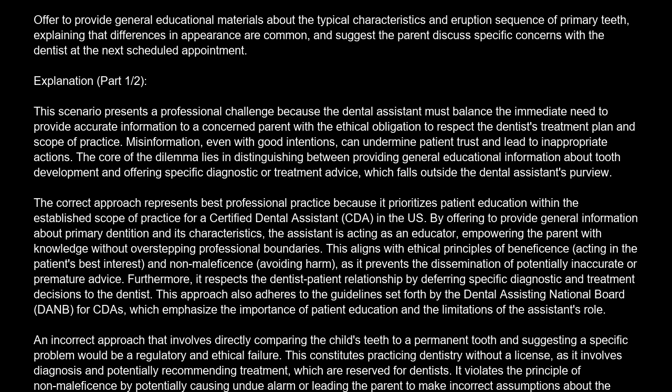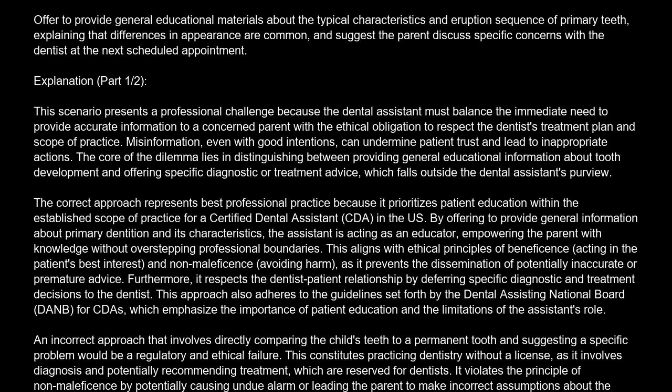The correct approach represents best professional practice because it prioritizes patient education within the established scope of practice for a certified dental assistant, CDA, in the U.S. By offering to provide general information about primary dentition and its characteristics, the assistant is acting as an educator, empowering the parent with knowledge without overstepping professional boundaries. This aligns with ethical principles of beneficence, acting in the patient's best interest, and non-maleficence, avoiding harm, as it prevents the dissemination of potentially inaccurate or premature advice. Furthermore, it respects the dentist-patient relationship by deferring specific diagnostic and treatment decisions to the dentist.